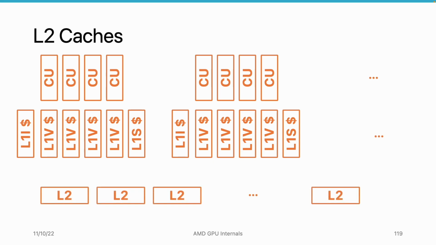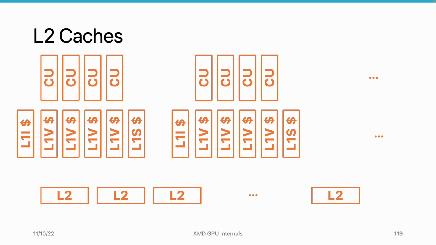The L2 caches provide the data for the L1 caches. L2 caches don't have a differentiation between instruction, vector, or scalar caches. All the data are stored in the L2 caches directly.